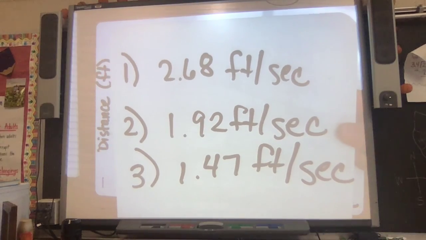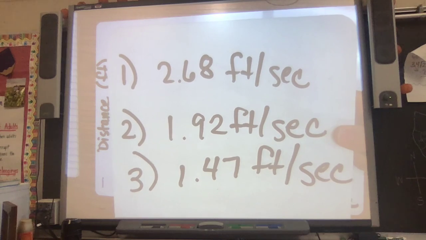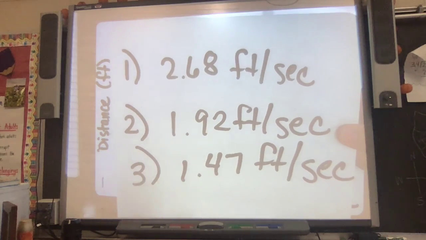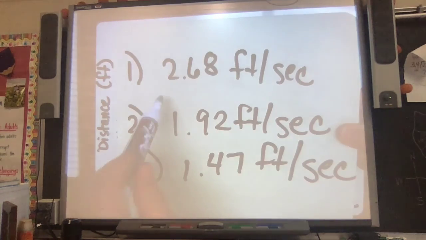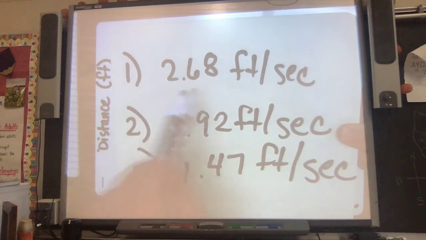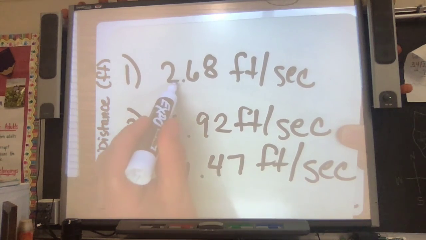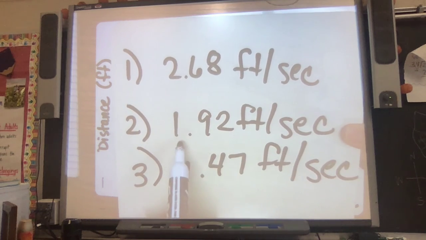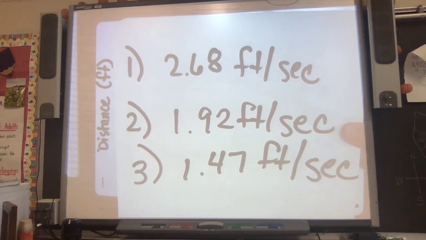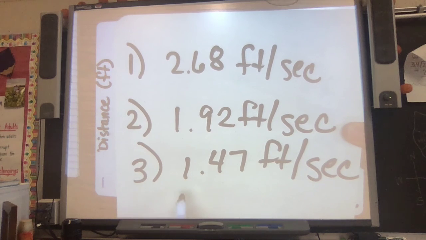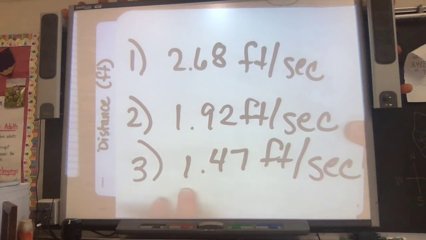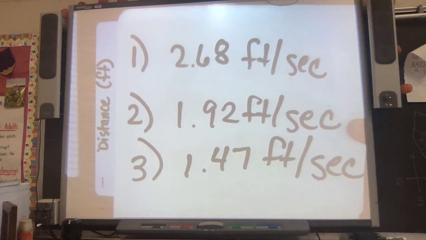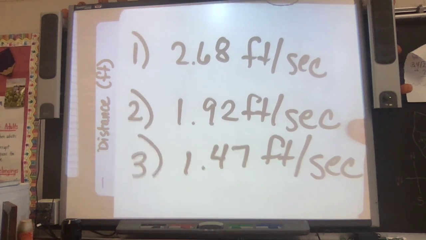Okay, so as you can see, we have the speed of all 3 of our cars. The one set at the highest went the fastest. It went 2.68 feet per second. The second one at the middle height went 1.92 feet per second. And the third one went 1.47 feet per second. Remember that one we had to go only 2 feet, or we had to measure it to 2 feet.